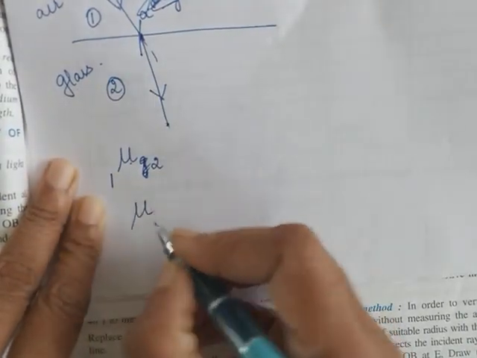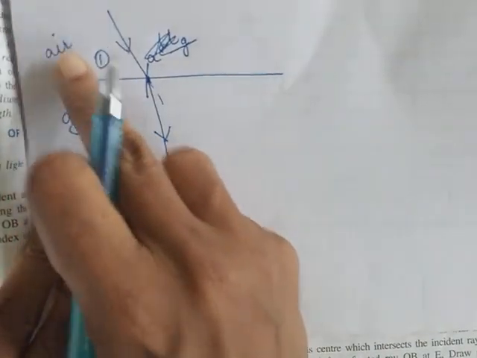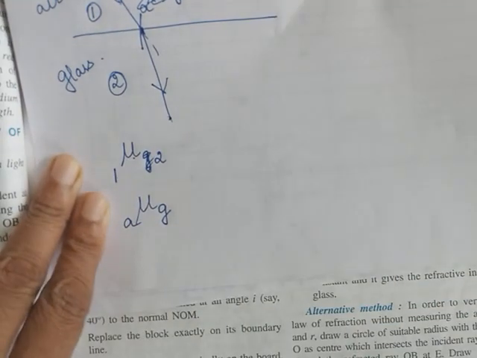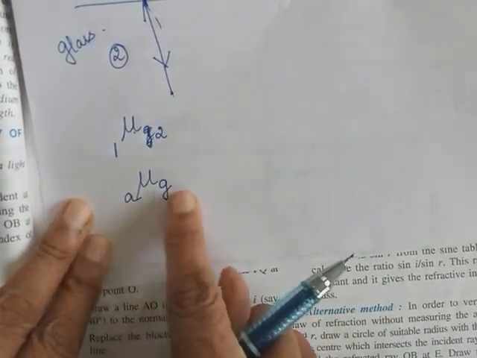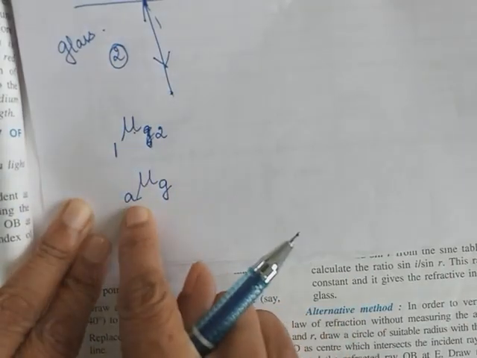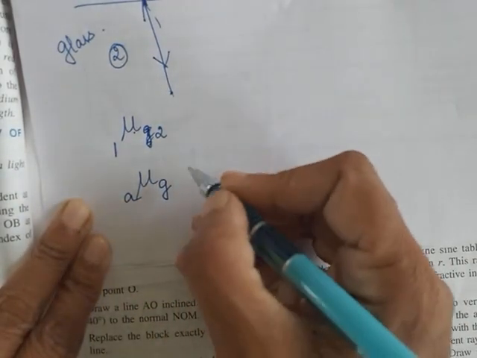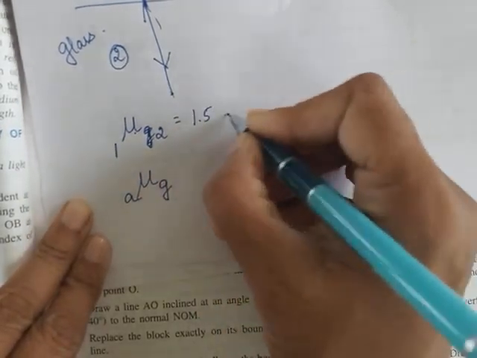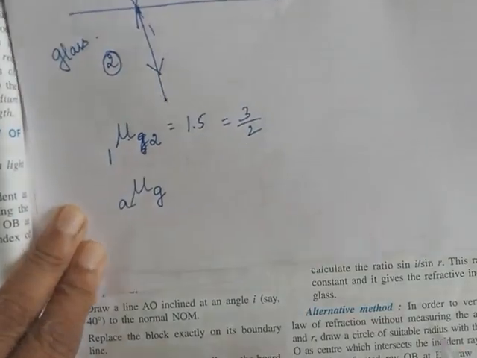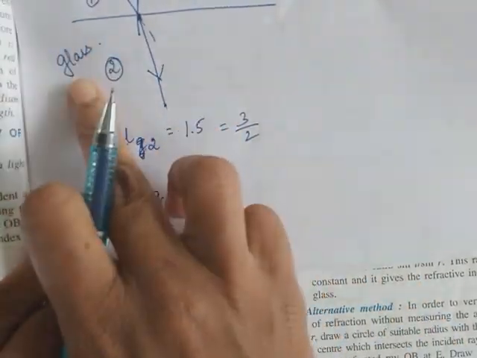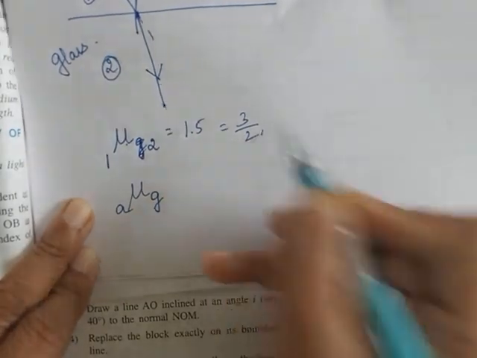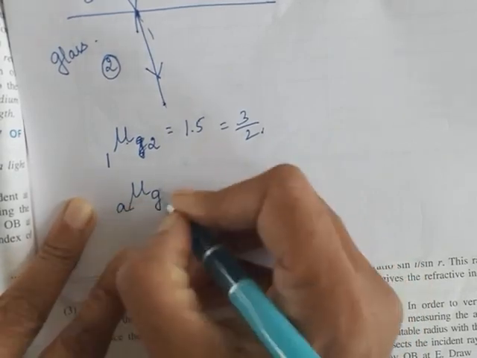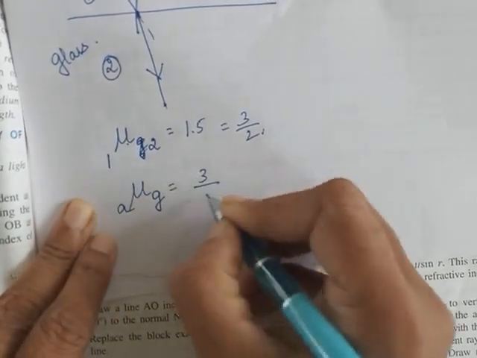So if light is coming from air and entering into glass, what I get will be the refractive index of glass with respect to air. Refractive index of glass: on the right side, the medium into which it is going; on the left side, the medium from where it is coming. Now suppose this is 1.5. 1.5 is 3 by 2. We know that the refractive index of glass is 1.5, so I am just writing the answer directly. So the refractive index of glass with respect to air is 3 by 2.